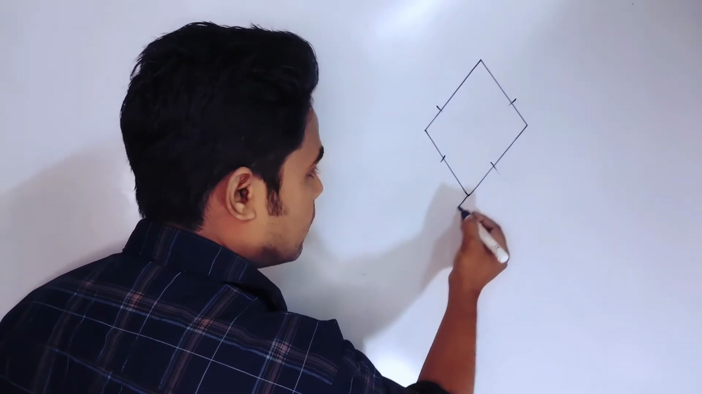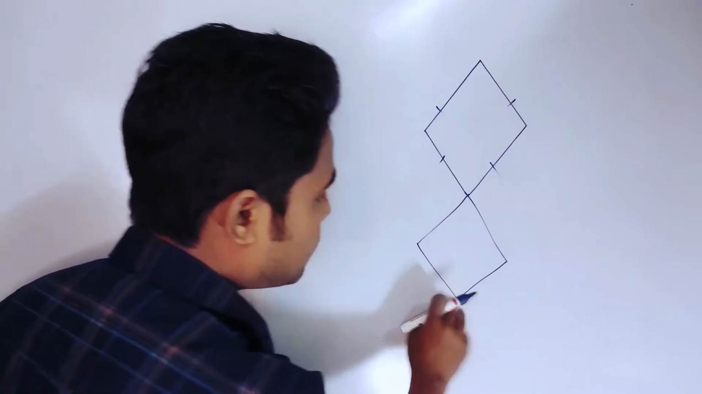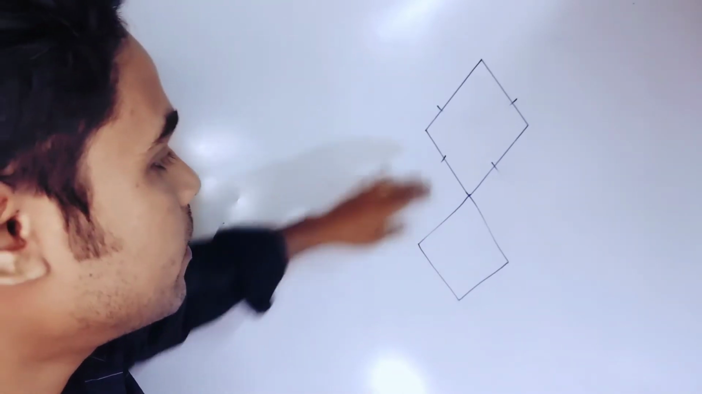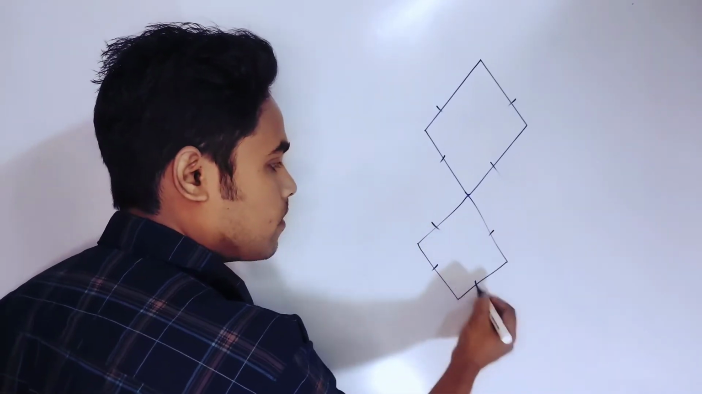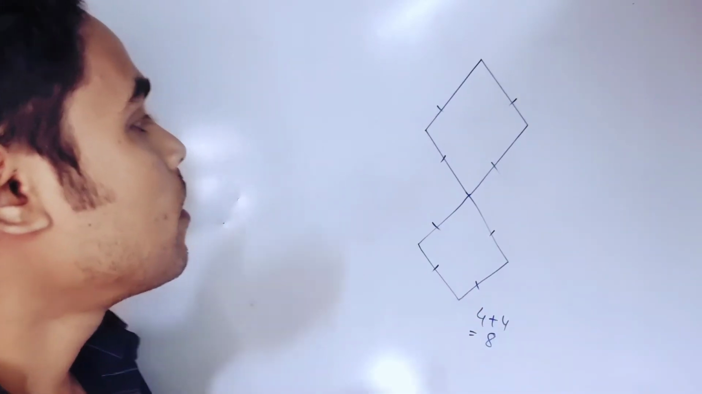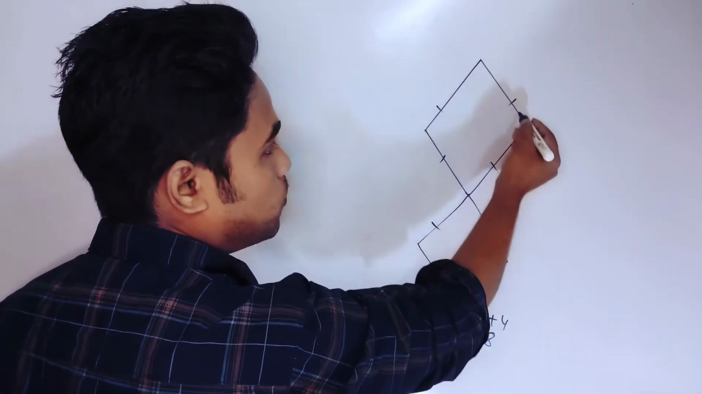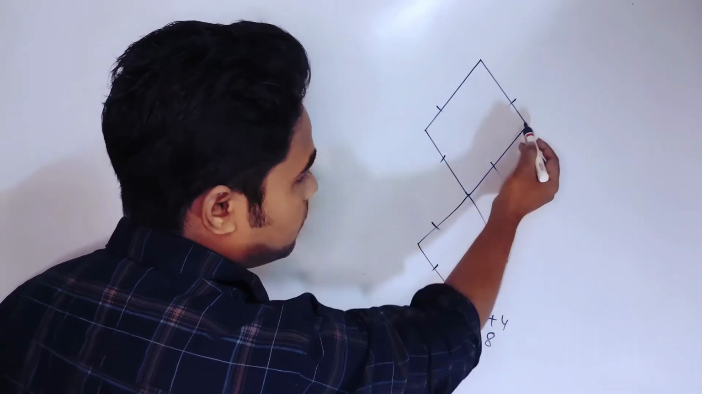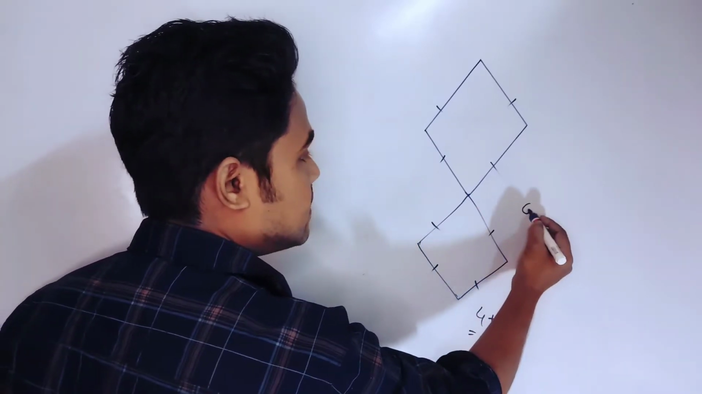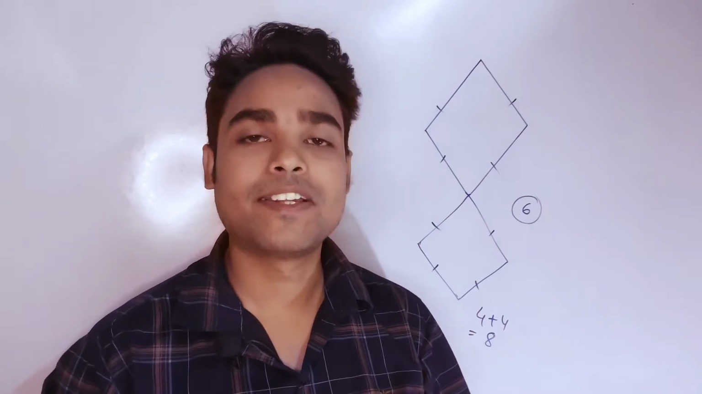Now, if the diagram is this, you say how many straight lines are there. Many of you will say here is 4, here is another 4. So 4 plus 4, the total is 8. But it is wrong. How many straight lines are there? Listen. Here is 1, 2, 3, 4, 5 and 6. So in total there are 6 straight lines. Understood? So friends, to know more, stay on the video.